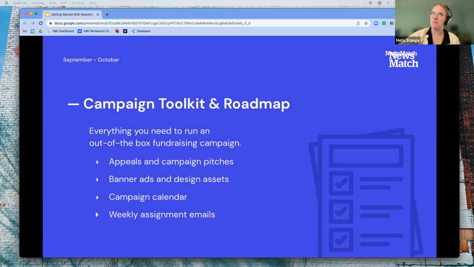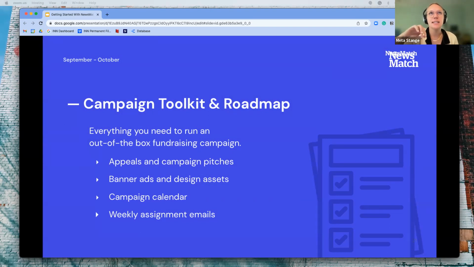So what are the campaign toolkit and roadmap? It's pretty exciting. This is basically what we'll provide you with in order to get you about 90% of the way through your campaign. So they include pitches, templates, ads, all of which are customizable and can be tweaked to resonate with your organization. So this is really an out-of-the-box campaign that's customizable to fit your goals and audience, but will give you kind of that foundational work that you need to do that.